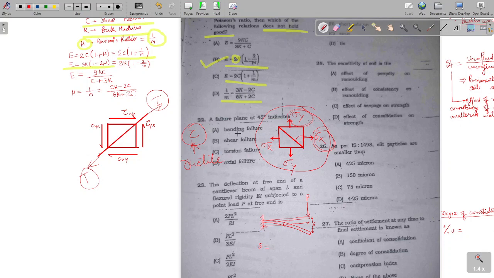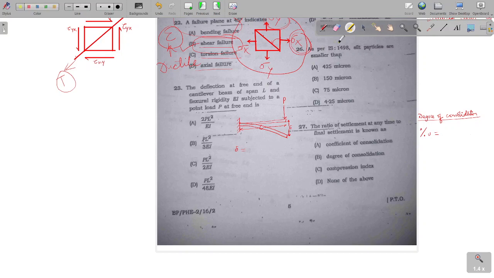Okay, so here let's see the options. First is bending failure, this is shear failure, this is torsion failure, this is axial failure. So our correct option will be shear failure, because there is no mention of tension failure. So the correct option will be shear failure that occurs in ductile material which are weak in shear. So it takes place at 45 degree, right? It takes place at 45 degree.